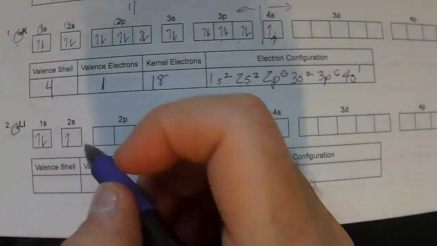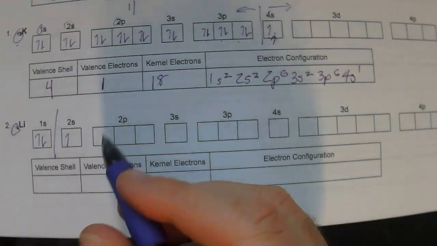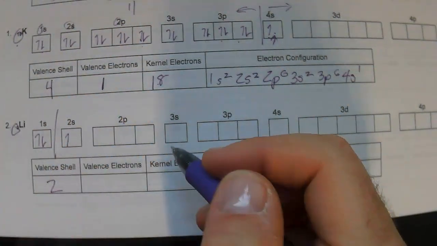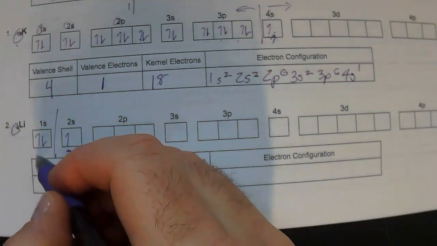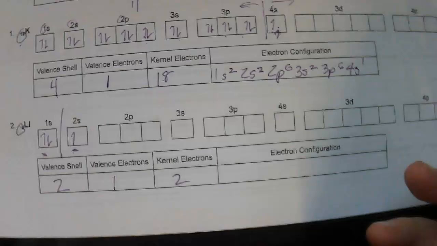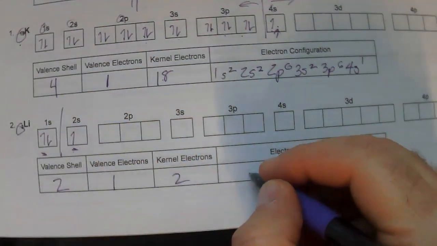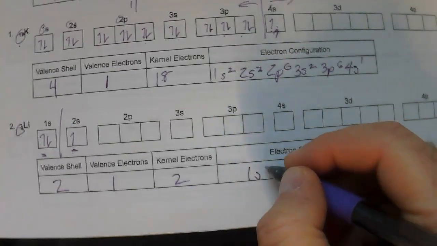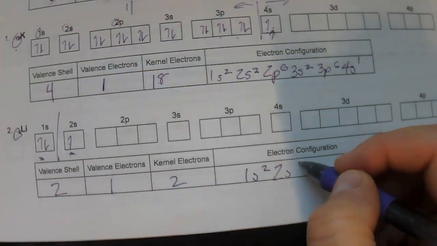Okay. So the valence shell, we look for the biggest big number that has electrons in it. So I'm going to put the line here. And so the valence shell is 2. How many electrons are in it? 1. Okay. And then how many electrons are here? That's 2. And then we will write the electron configuration. We're going to start with 1s. And then there's 2 electrons. Then we have 2s. And there's 1 electron in there.